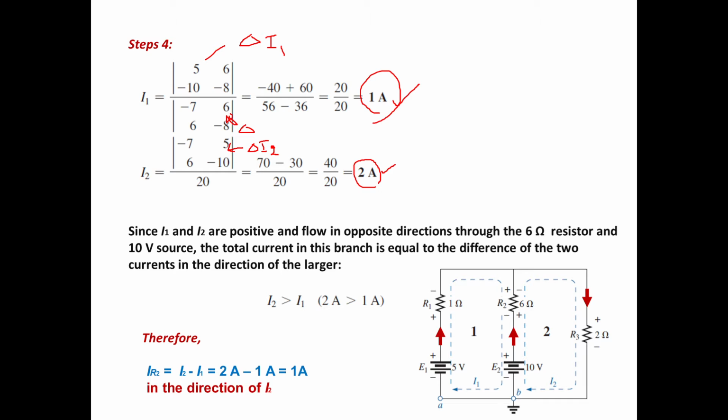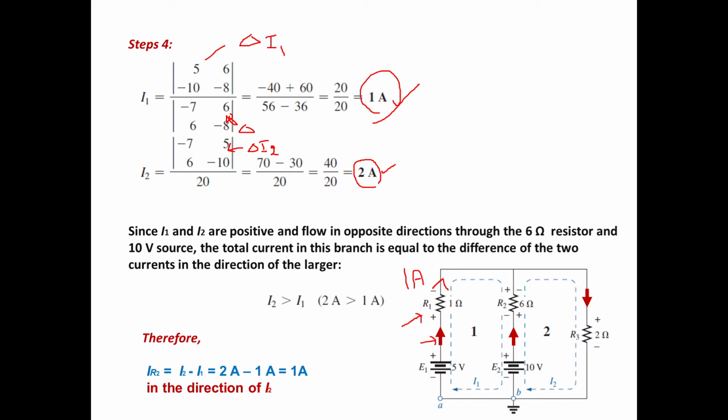Now we have to find the current in each of the resistances. So let us go to resistance R1. Now in R1 only one current is flowing, that is I1. So what is the current flowing in R1? You can see the direction here. The red color indicates the direction of the branch current. So in resistance R1, or in this branch, the current flowing is 1 ampere.